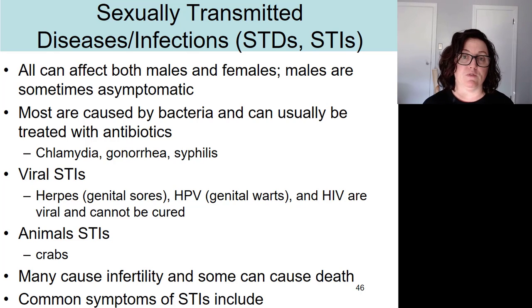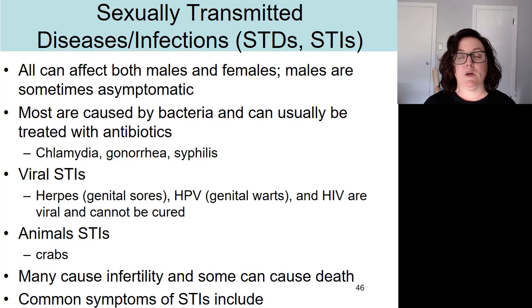HIV is a rather severe STI. And this one definitely cannot be cured, and it can lead to death, though we are coming up with much better treatments for HIV than we did have in the past. Some STIs can be caused by animals, and by this I mean we have animals living on our body. An example of this would be crabs, which live on the pubic hair. It's important to note that many STIs cause infertility and some of them can lead to death, so they should be avoided.